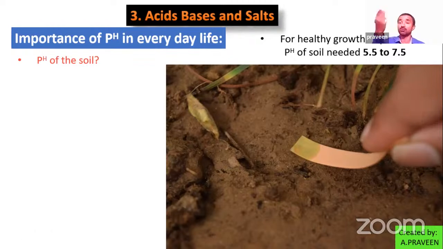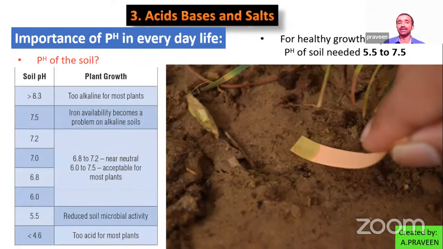If it is lower than 5.5 or above 7.5, then it affects the growth of the plant. Simply, we have the range. See here, it is above 8.3. The soil nature is alkaline, right? Here, it affects the growth of plants. If it is lower than 7 or equal to 7.5, iron availability becomes a problem in the soil. Efficiency of minerals.